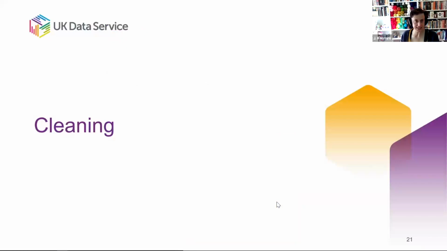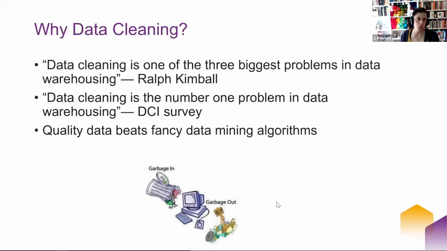Moving on to cleaning, everyone's favorite task, right? Why is data cleaning so important? Because everyone seems to think it's one of the three biggest problems in data warehousing. The DCI survey says it's the number one problem. And it's generally agreed that quality data beats fancy data mining algorithms. So getting better, cleaner data is always preferable to getting huge amounts of possibly dodgy data. And this, again, is about the garbage in, garbage out philosophy, that the better your data starts off, the better your analysis coming out of it.